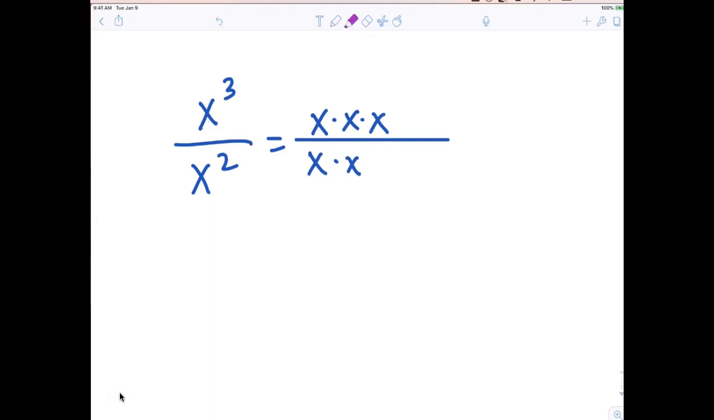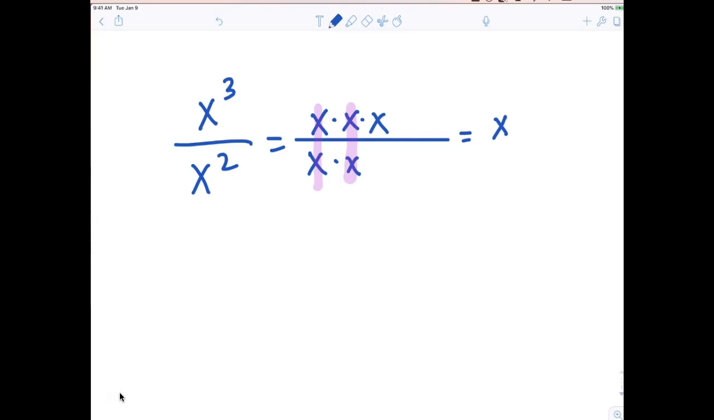If I said, what is x divided by x, you would tell me that is what? Anything divided by itself is what? 1. So if I said 5 divided by 5, you would say 1. If I said 10 divided by 10, you would say 1. If I say x divided by x, you would say 1. So this x divided by x would be 1, and then of course 1 times 1 is just 1. So your answer is just x.